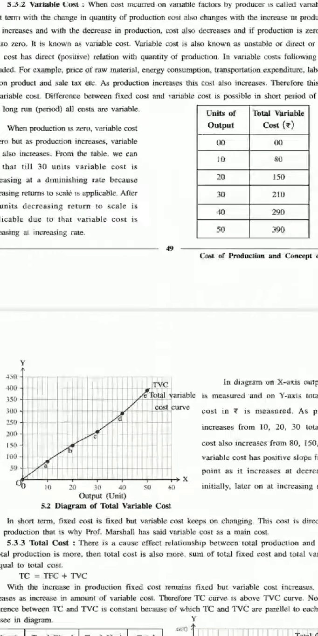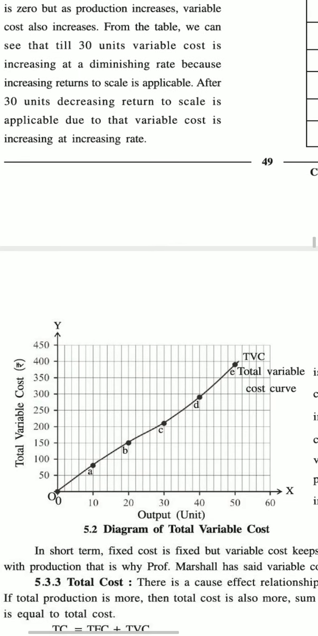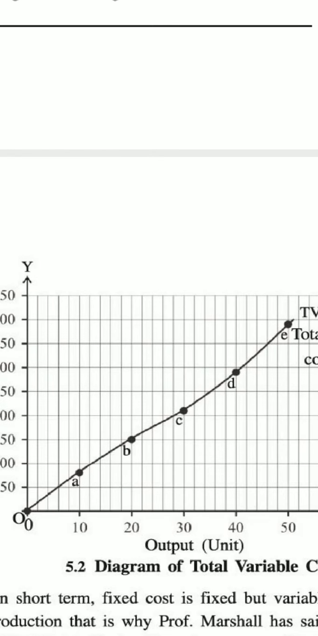Now let us look into the diagrammatic representation for the same. You can see that the diagram starts from 0 because in the data table they have used the output as 0 to show that when the output is 0, the total variable cost is also 0. And then you can see an upward moving trend. Why? Because the variable cost and the number of units produced both have a direct or a positive relationship. So the points A, B, C, D, E show that when the output is 10, the variable cost is 80. When the output is 30, the variable cost is 210. And when the output is 50, the variable cost is 390.